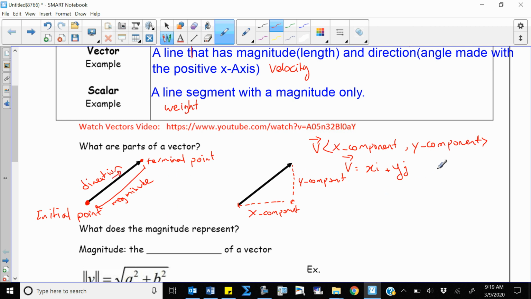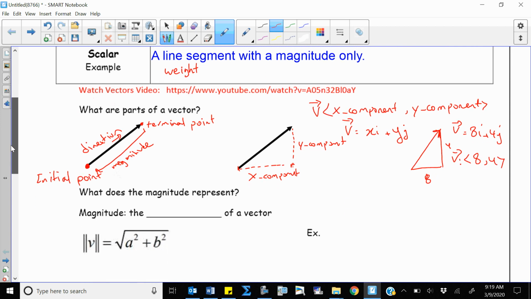For example, if I have a vector that has x and y components of 8 and 4, then we can write v is 8i plus 4j, or we can also write it in this form: v is ⟨8, 4⟩. So these are the components of a vector.